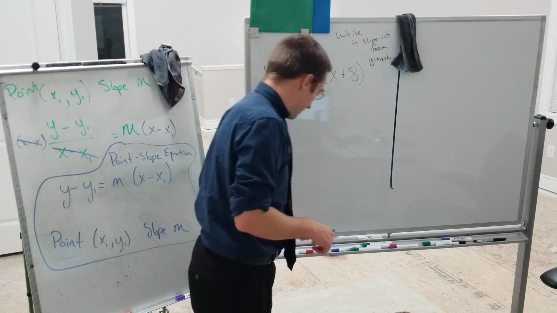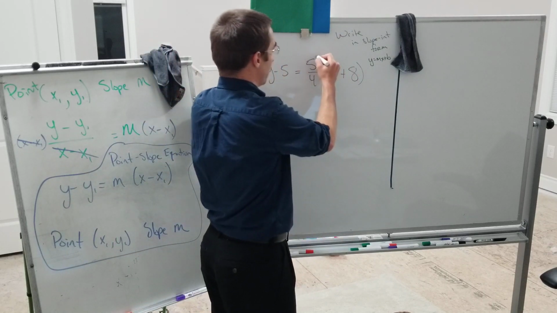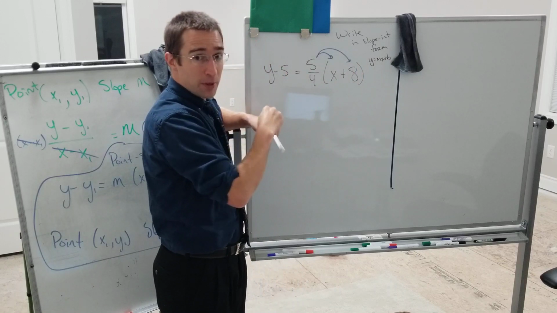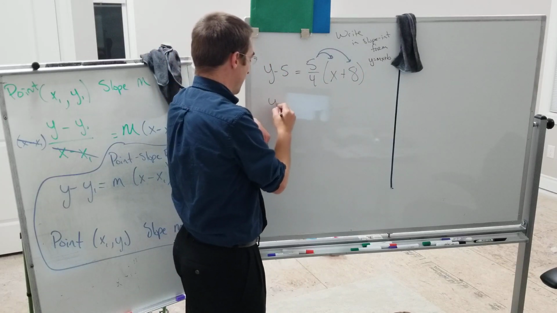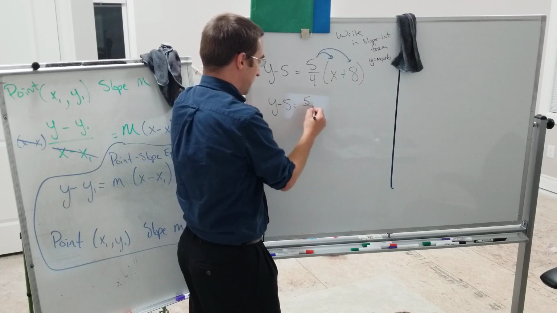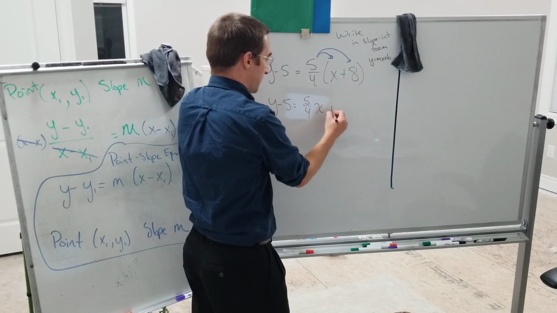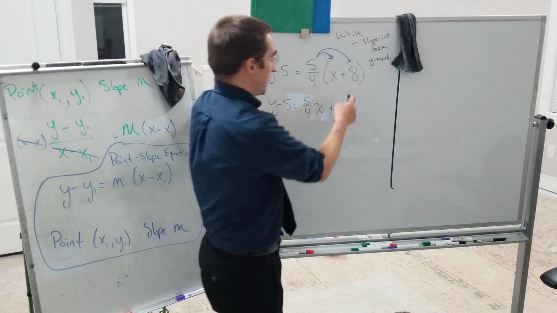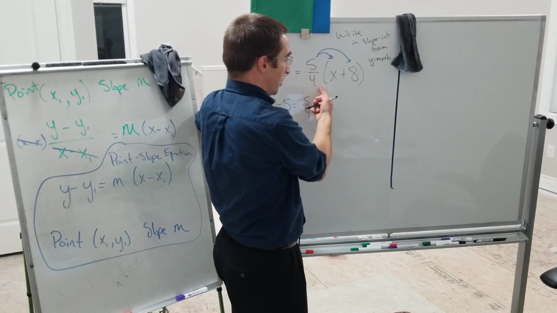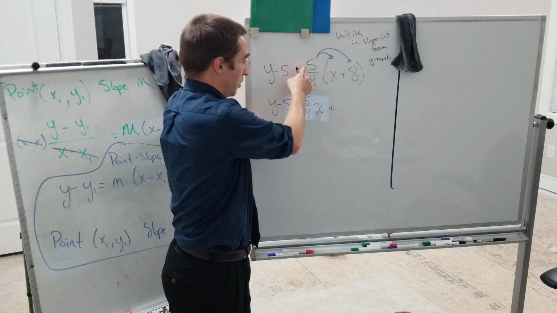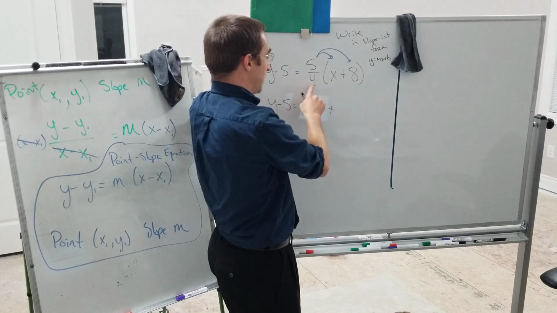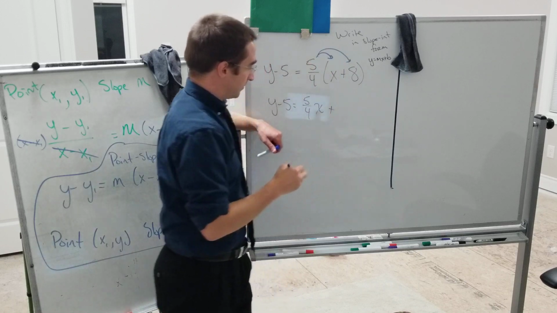To simplify the right side, I'm going to multiply this 5/4, distribute it, and multiply it through that x plus 8. So we have y minus 5 equals 5/4 x plus, and remember we're multiplying by a fraction, so it's going to be 8 times 5 divided by 4. A fraction means multiply by the number on top, divided by the number on bottom. Or I could go 8 divided by 4, and then times 5.